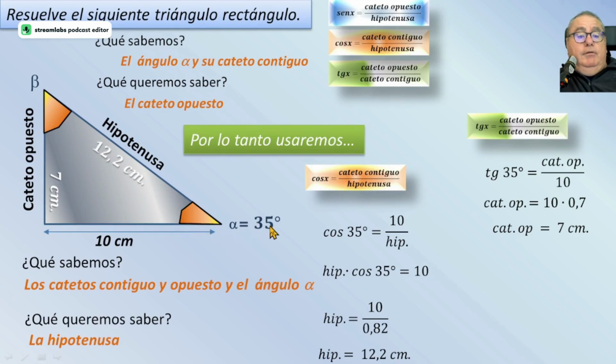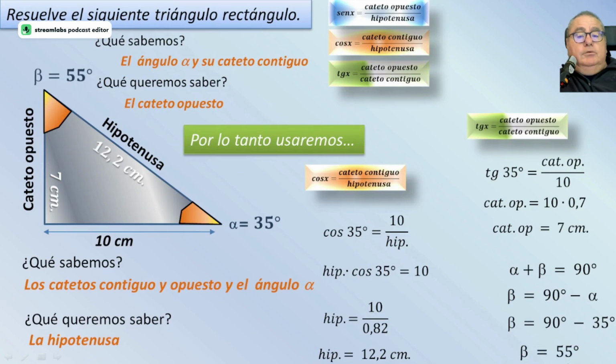The last thing we need to find out is the amplitude of the beta angle. Since we know that alpha and beta add up to 90 degrees, because we have said it before, eliminating alpha from here would leave beta equal to 90 minus alpha, that is, beta equals 90 minus 35, which is 55 degrees. We place it and we have it. Now this exercise is solved. Let's go with the next one.